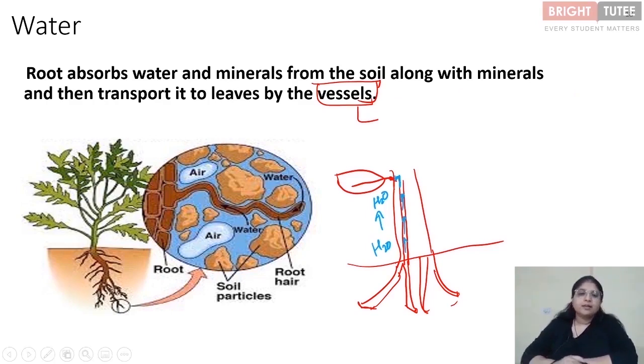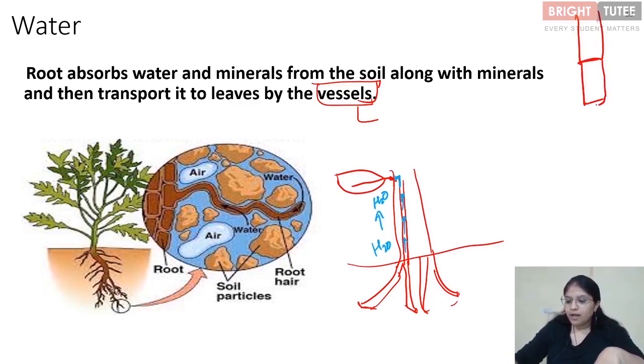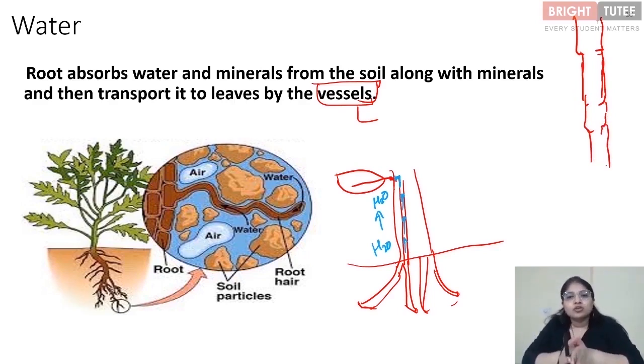So what are the vessels? These are the pipe-like structures which allow the movement of water from the root to the leaf. These form a continuous structure, right? These cells are arranged in such a form that they form a continuous structure which allows the movement of water easily towards the leaf, right? So these are very important structures in the plant, and they allow the movement of water from root to the leaf.